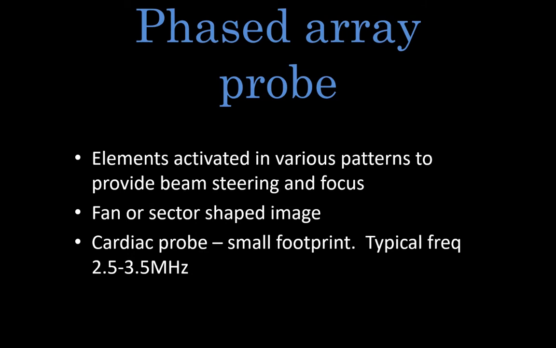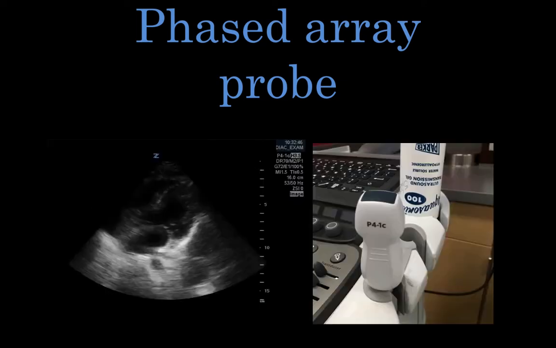Phased array probe is otherwise known as a cardiac probe, and this is often the go-to probe for many in the emergency department. This has a small footprint which allows for good viewing of the heart structures between the rib interspaces. It gives a fan or sector-shaped image. The picture on the right shows the typical phased array probe with its small transducer footprint. The image on the left shows the fan or sector-shaped image of a heart structure through the rib interspaces.